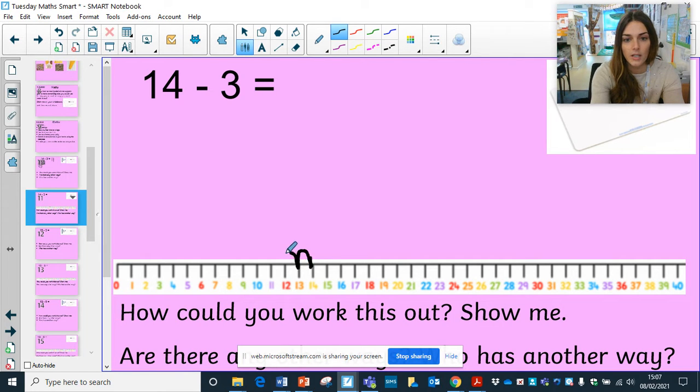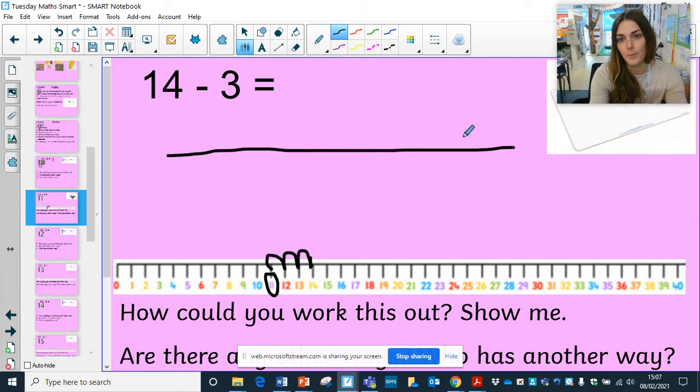1, 2, 3. And we should get to our number 11. So that's using a number line there. But you can also use a blank number line. So a blank number line, you draw your line, you put on your number 14. Now we start at this end this time because we're counting back. So we need to have space to count back.